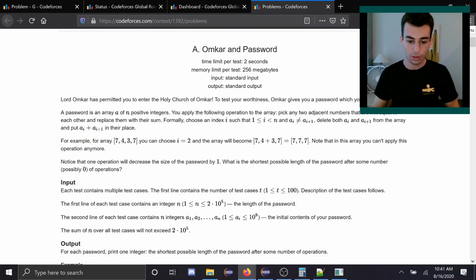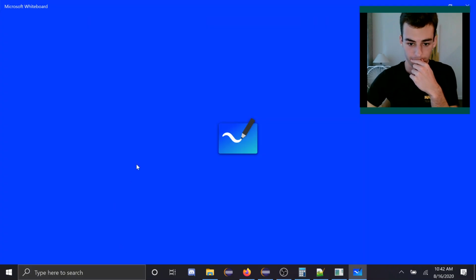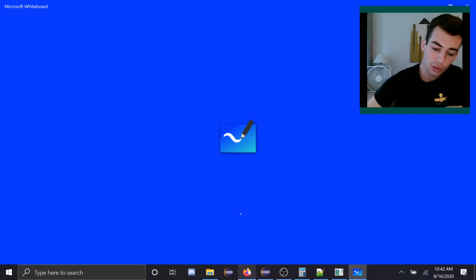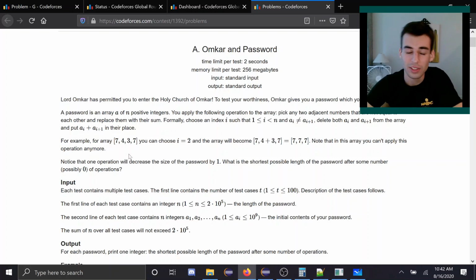Okay. So, solutions to the problems. Starting with problem A. I don't know what the password has anything to do with it, but basically you have some array, and on every turn you can pick 2 numbers that aren't the same and add them together, and then replace both of those numbers with the sum. So obviously, if all of the numbers are the same, you can't do any operations. So the array you're going to be finished with will just be that final array.